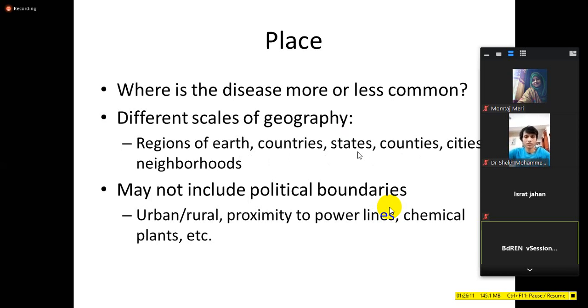So like earth, countries, states, counties, which in our country means upazilas, cities and neighborhoods, which may not include political boundaries. Then next is rural urban, proximity to power lines, chemical plants, because there are certain diseases which are very common where there is a power plant or chemical plants, because continuously they are discharging a lot of pollution, and that is affecting the people.